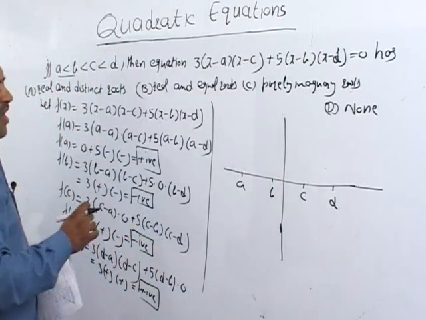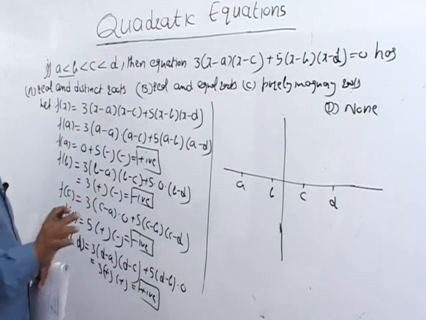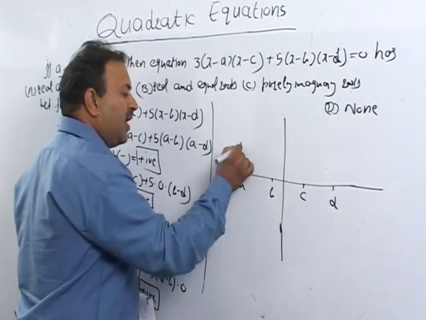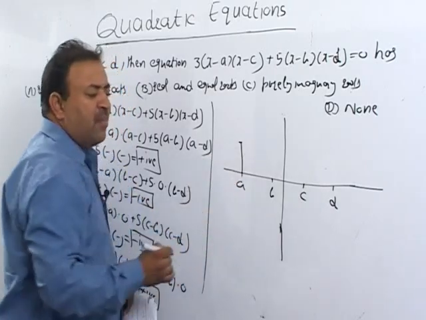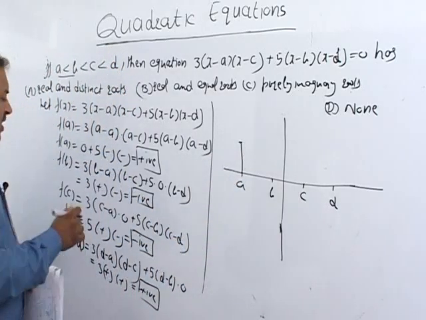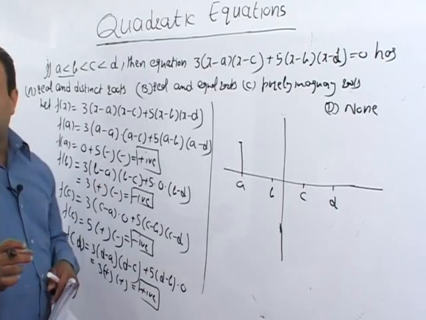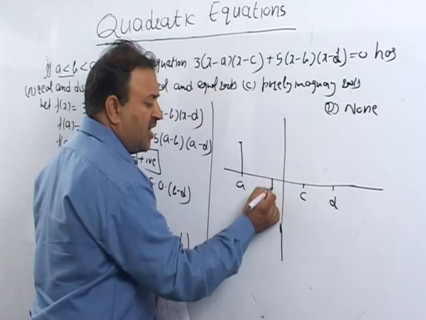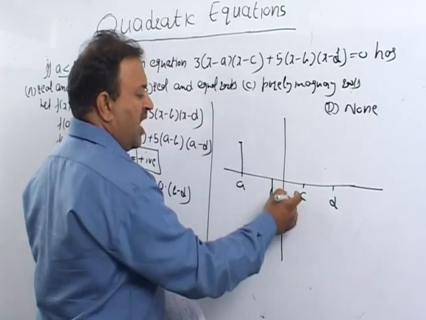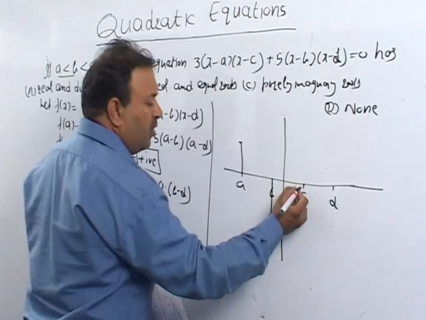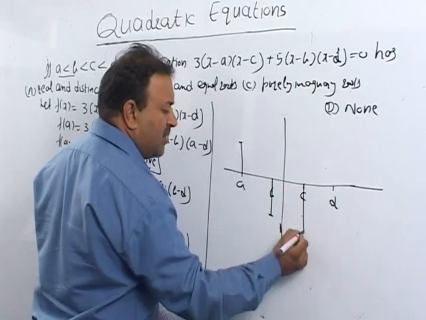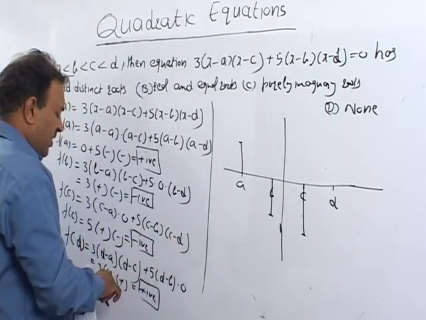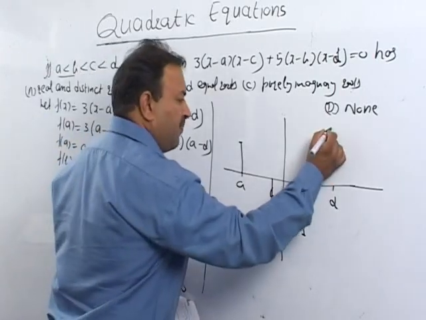Now we have to calculate the values. f(a) is some positive value, so I take that positive value here. Then we plot f(b). f(b) is negative, so it will be below the x-axis, it may be over here. f(c) may be up to here or up to here, it hardly makes any difference. I take it up to here. f(c) is also negative, and finally f(d) comes out to be positive.